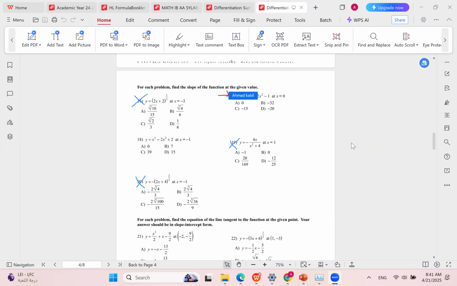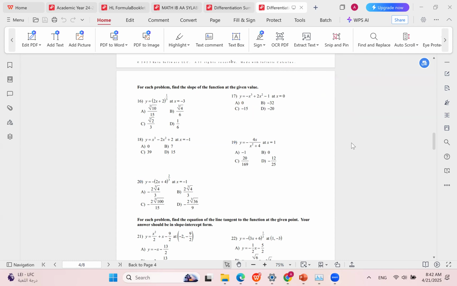Here we want to find the slope of the function at a given value. So y dash, or dy by dx, becomes negative 3x power 2 plus 4x, and then the 1 becomes 0, so we just ignore that. We are told that x equals 0, so all we have to do is plug 0 into this function. Negative 3 times 0 plus 4 times 0 gives us 0. So the answer here is 0.